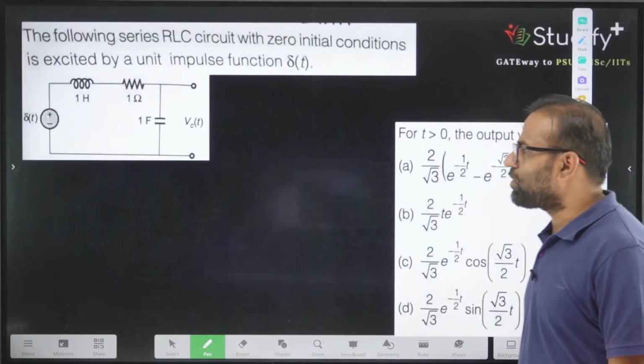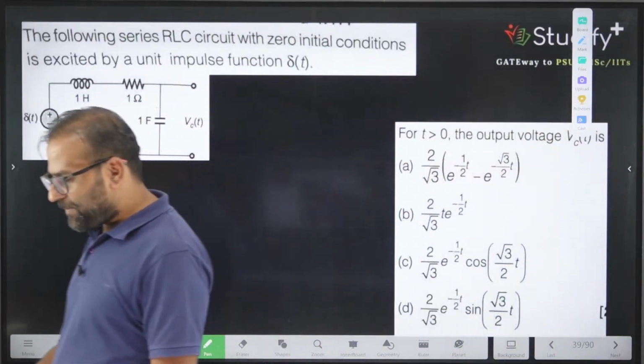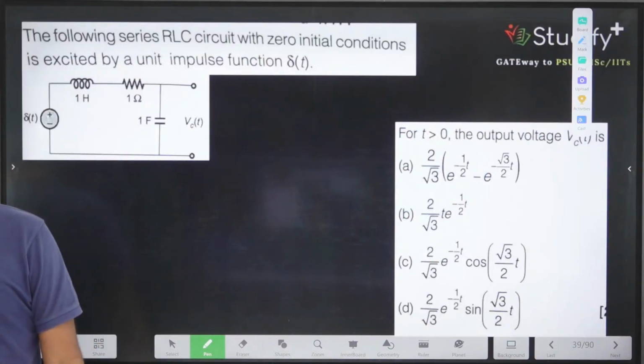Okay, one more question based on the Laplace transform. Which type of circuit is given? One RLC circuit is given.